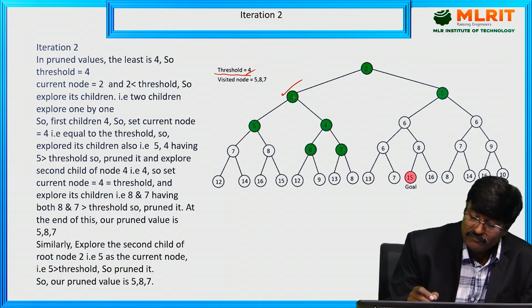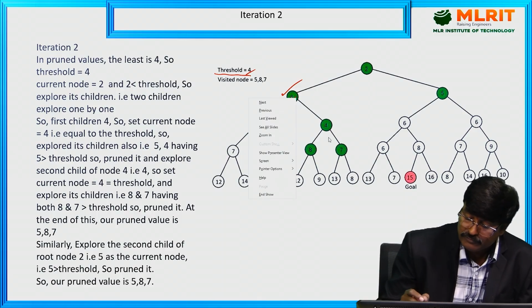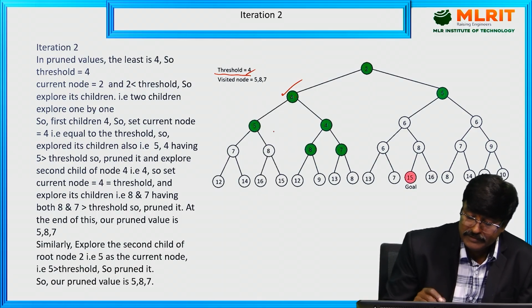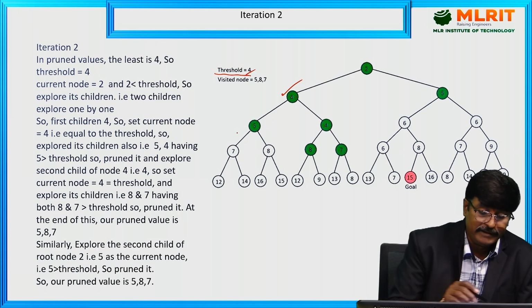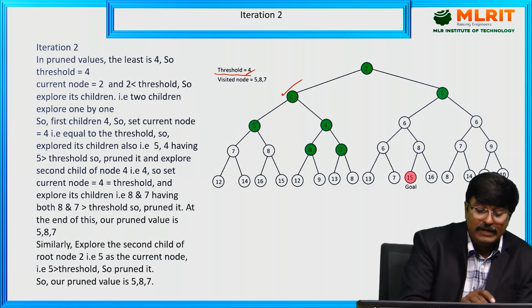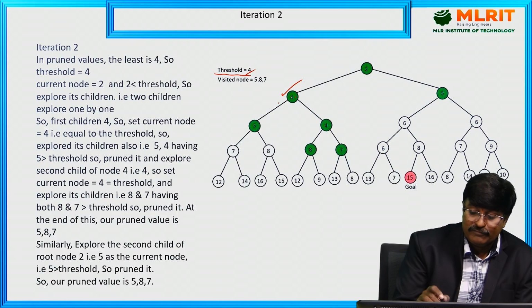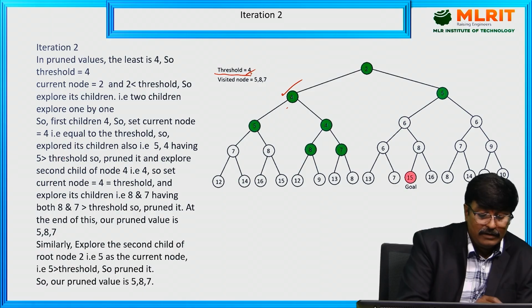Now, based on the threshold value 4, whatever connecting nodes there are, related to 4, whatever the child nodes are, you can expand them. See here, current node 2 and threshold. So in the exploration of children, the first child is 4. So the current node 4 is equal to the threshold value 4.